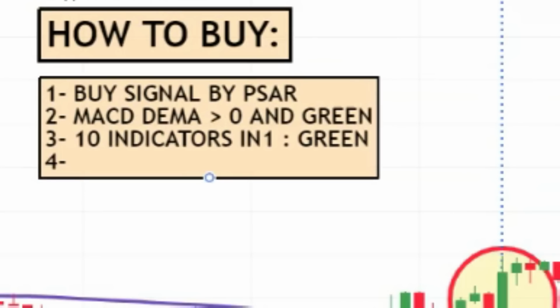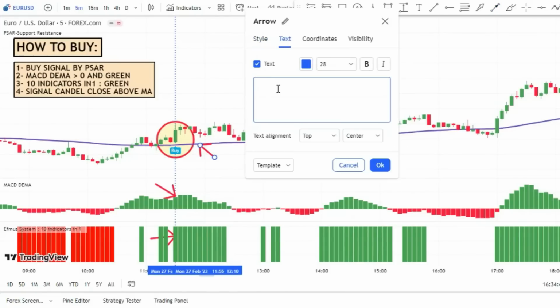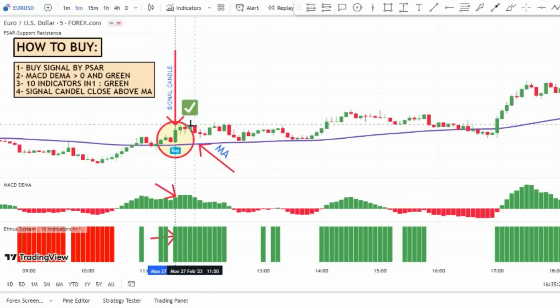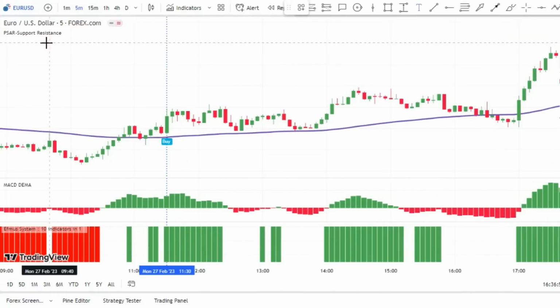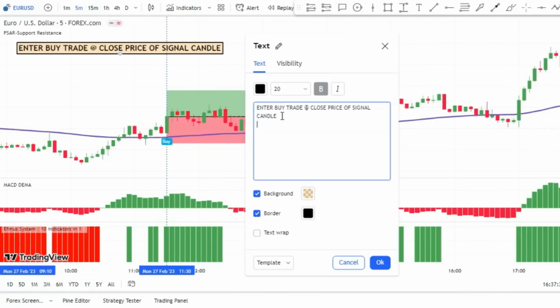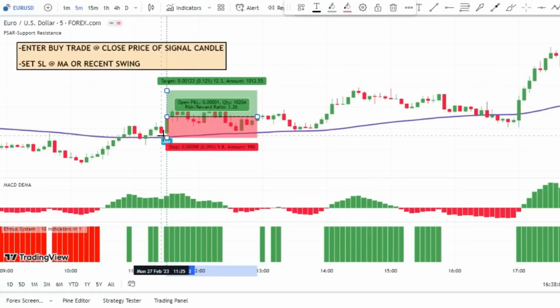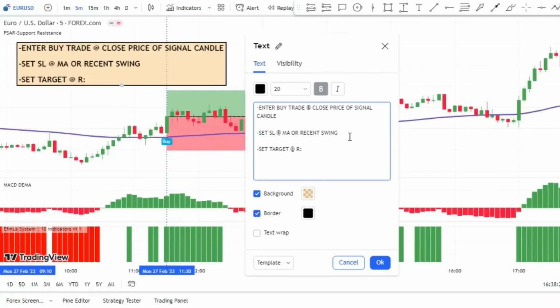And finally, to ensure the trade is in the direction of the trend, the signal candle should close above the moving average. If all these conditions are met, the issued buy signal will be valid. In this case, you can enter the trade at the close price of the signal candle. And you can place the stop loss under the moving average or under the recent swing low. And to exit the trade, you must set the target twice as much as the stop loss.